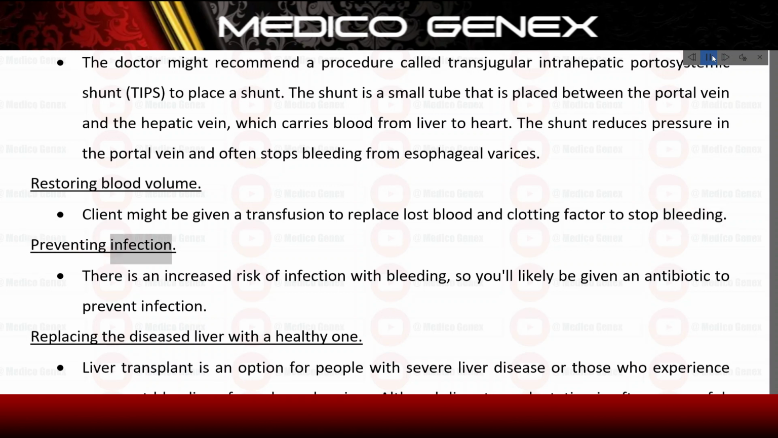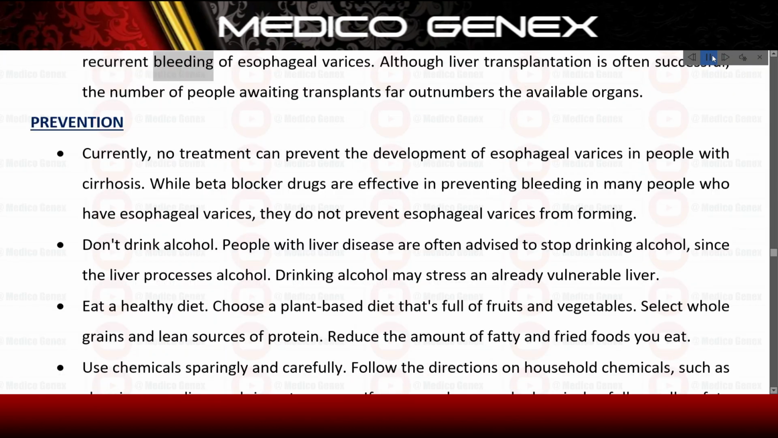Preventing infection. There is an increased risk of infection with bleeding, so you will likely be given an antibiotic to prevent infection. Replacing the diseased liver with a healthy one: liver transplant is an option for people with severe liver disease or those who experience recurrent bleeding of esophageal varices. Although liver transplantation is often successful, the number of people awaiting transplants far outnumbers the available organs.